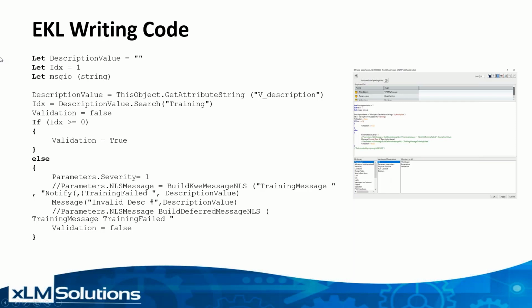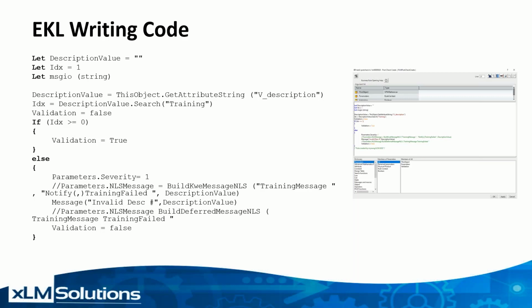EKL is very similar in language to C# or Java for that matter. You would declare variables at the top. You can get variables based on syntax like this. You can have if-then statements and set things for validation equals true to make it happen, or validation equals false to not allow it to happen.